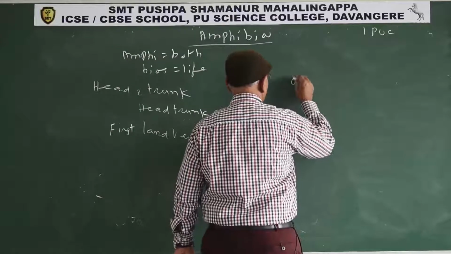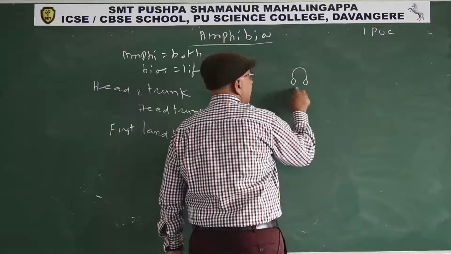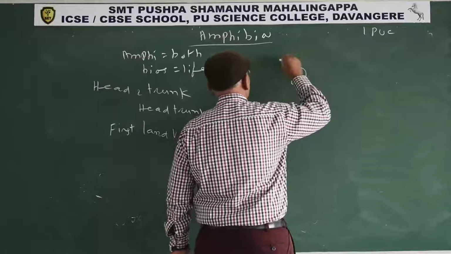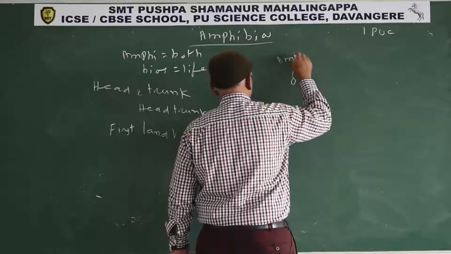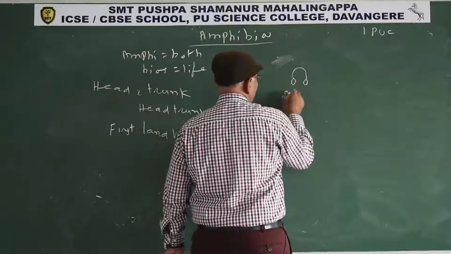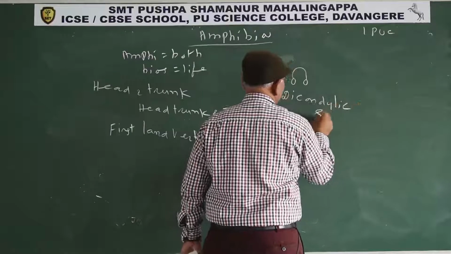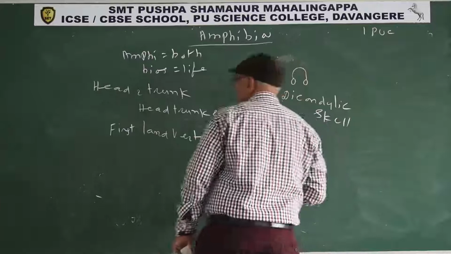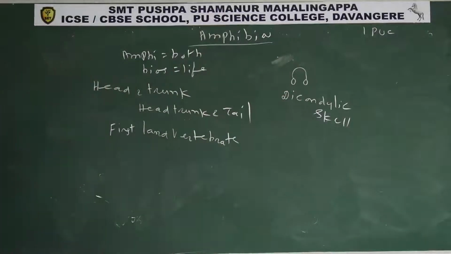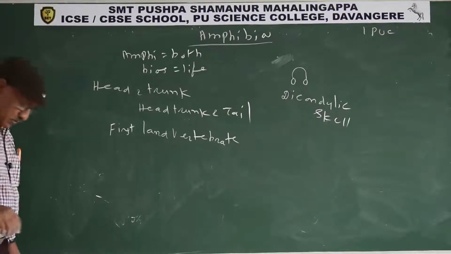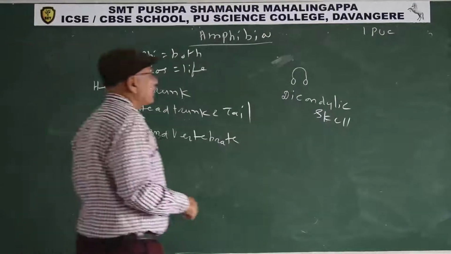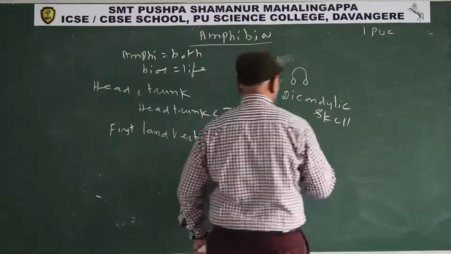Posterior part of the skull contains 2 occipital condyles. Due to presence of 2 occipital condyles, skull is known as dicondylic skull. Vertebrae.